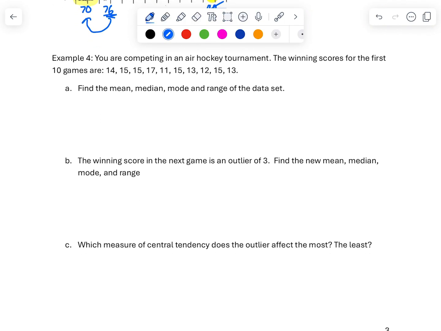So example 4, you are competing in an air hockey tournament. The winning scores for the first 10 games are the following numbers there. And it wants us to find the mean, median, mode, and range of the data set. So we can do that.